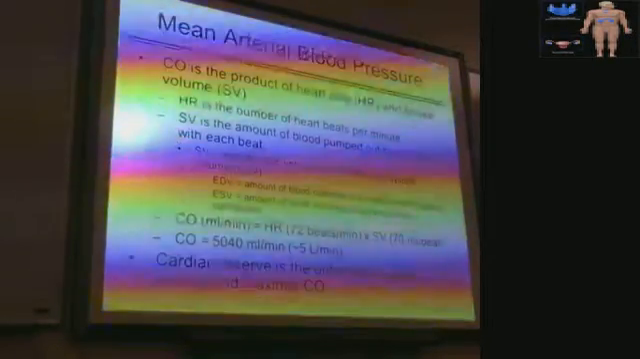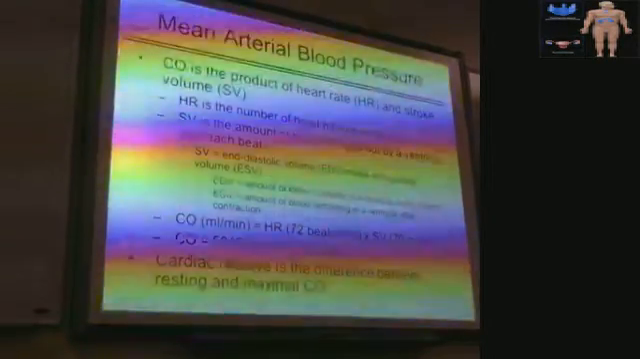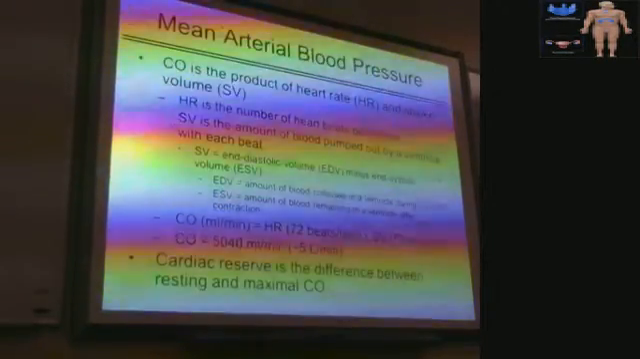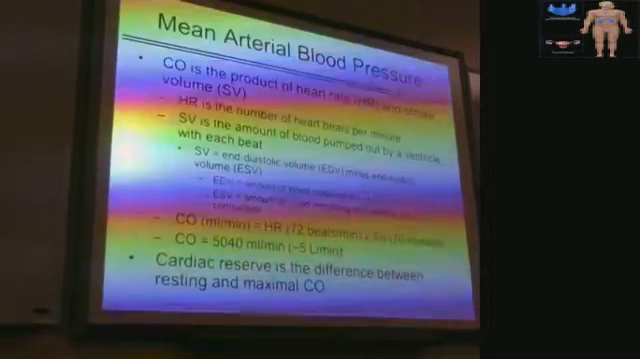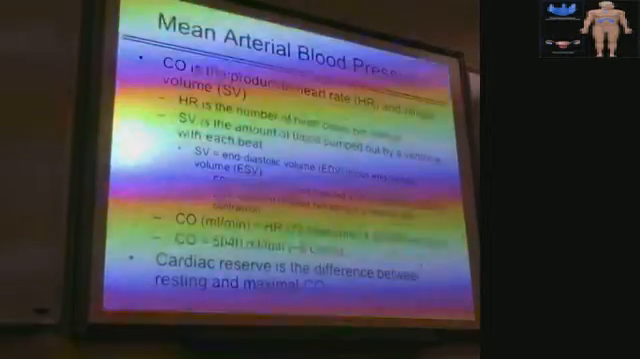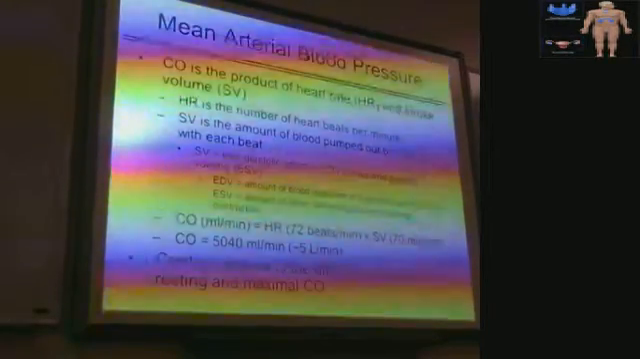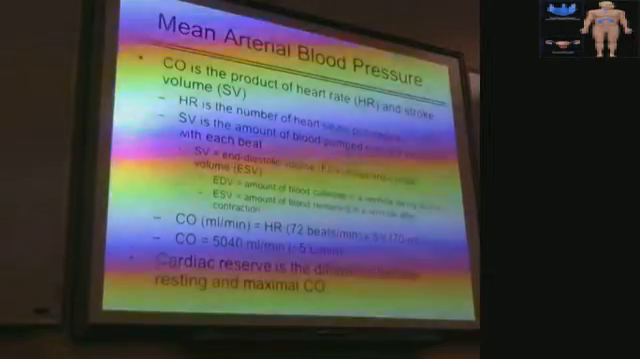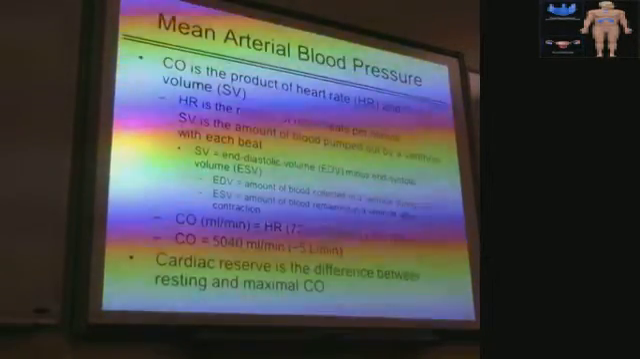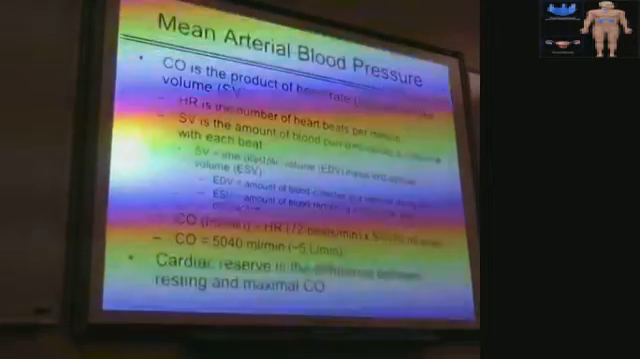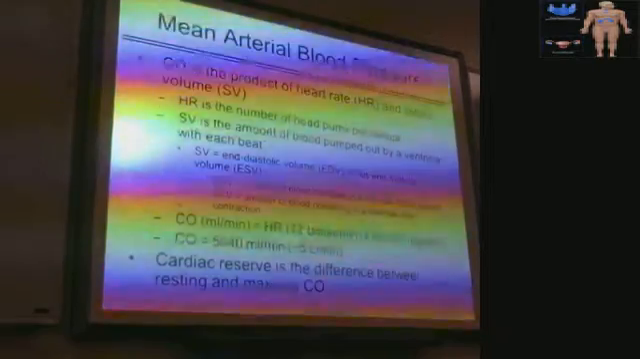The stroke volume is equal to the end diastolic volume minus the end systolic volume. The end diastolic volume equals the amount of blood collected in a ventricle during diastole, and ESV, end systolic volume, is the amount remaining in a ventricle after contraction. Cardiac output is heart rate times stroke volume; the formula shows how you multiply those two together, and how much you would get per liter per minute.